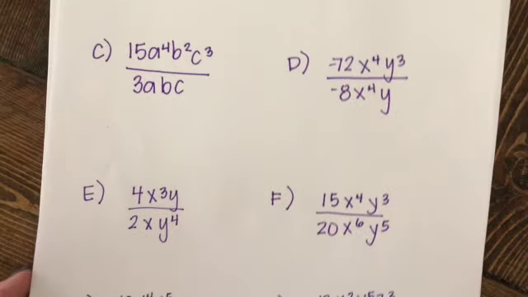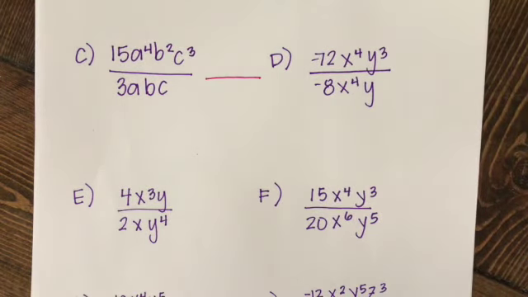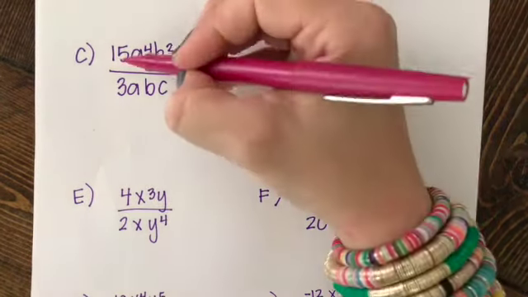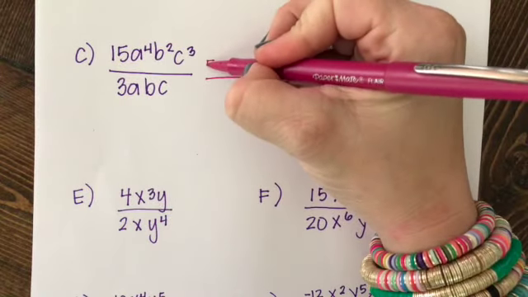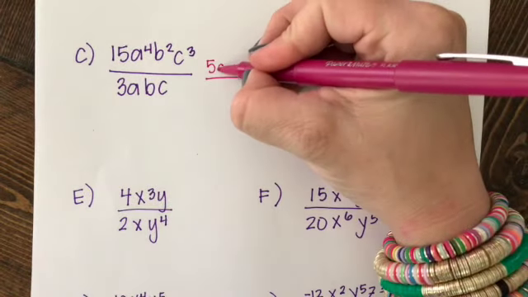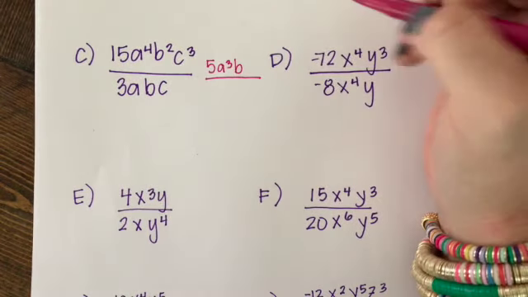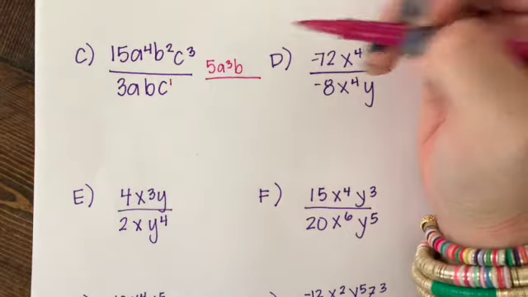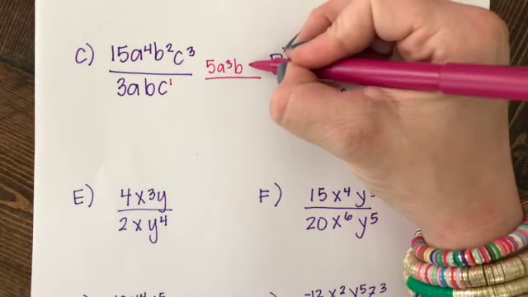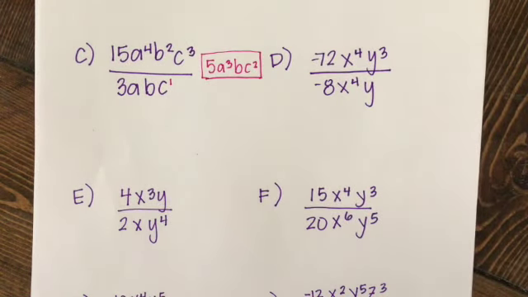Let's look at C. I'm going to go ahead and set up my fraction bar. I'll show you why, if you're wondering why I'm doing a fraction bar if none of your answers are fractions. Some of our answers will end up being fractions, so I'll show you that in a second. But here, 15 divided by 3 is 5, right? That simplifies to 5. Then if I have 4 a's on the top and 1 on the bottom, that means there's 3 more on the top. If there's 2 b's on the top and 1 b on the bottom, there's 1 more on the top. And then c cubed over c to the first, right? 3 minus 1 is 2, so c squared. That's it. Everything in the denominator canceled out.